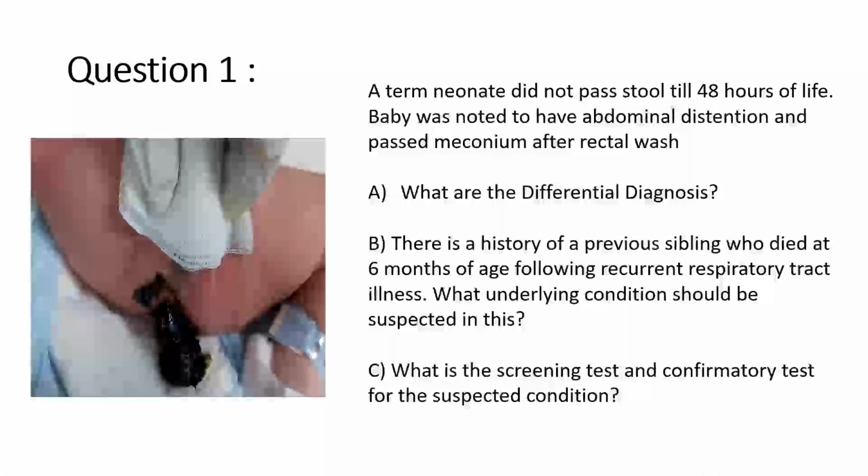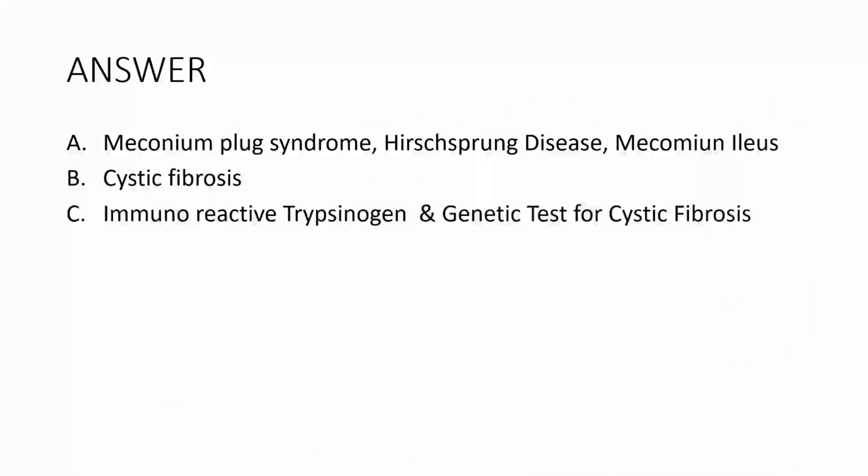So what is the screening test and confirmatory test for the suspected condition? So for cystic fibrosis, what is the screening test and confirmatory test? So yeah, meconium plug. Even if you don't know the history, Hirschsprung disease can present with the delayed passage of meconium ileus. The question B is cystic fibrosis, and the right answer is immunoreactive trypsinogen. That is the screening test. And for confirmation, you would like to do genetic test for cystic fibrosis.